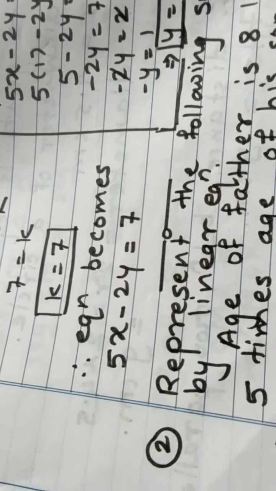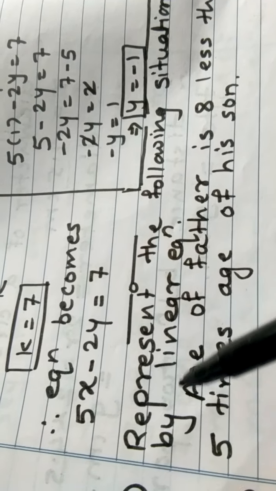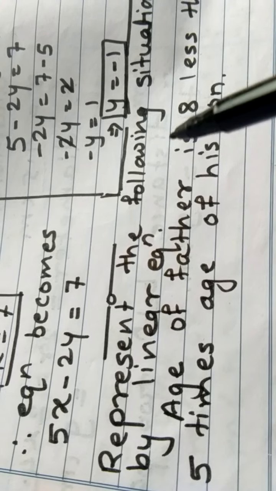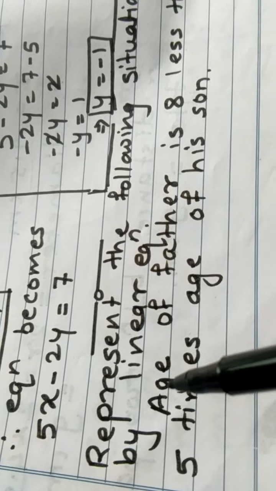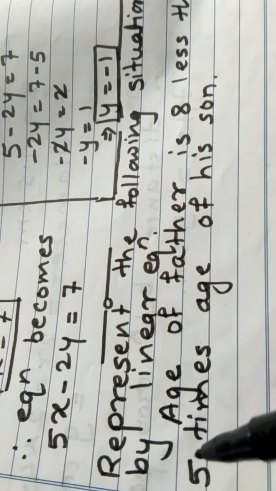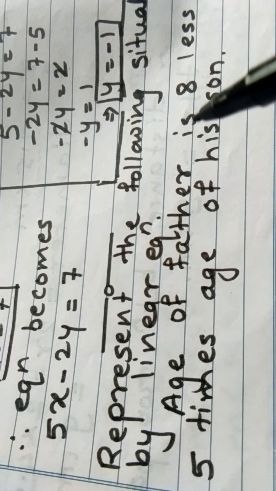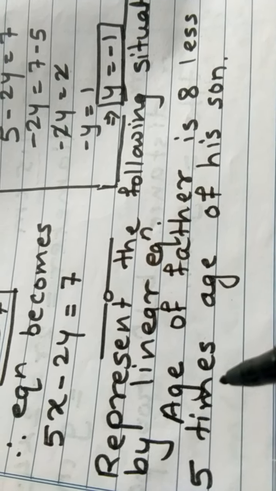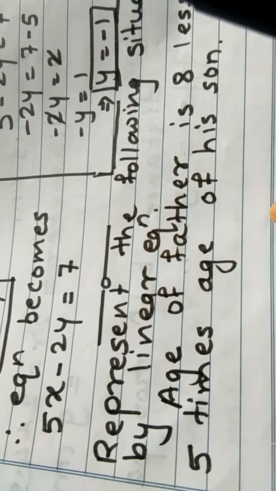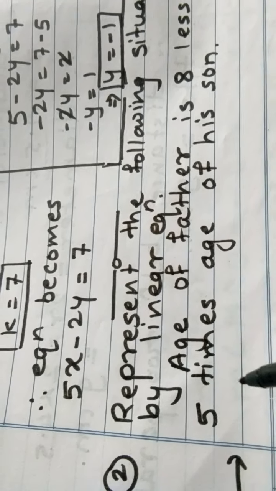Now take next example. Represent the following situation by linear equation. Means we have to form the linear equation from the situation. Age of father is 8 less than 5 times age of his son. Who will be smaller? Son will be smaller. And father will be greater. Let.